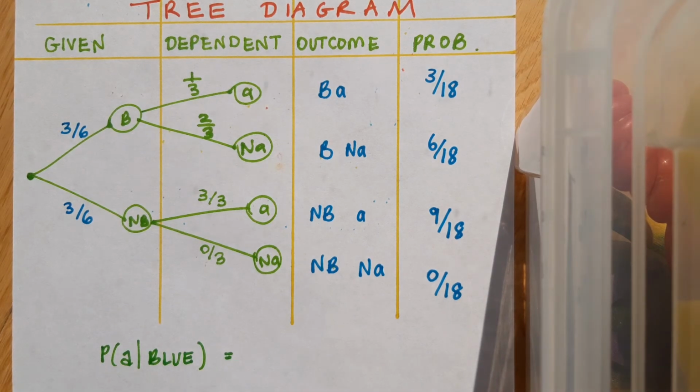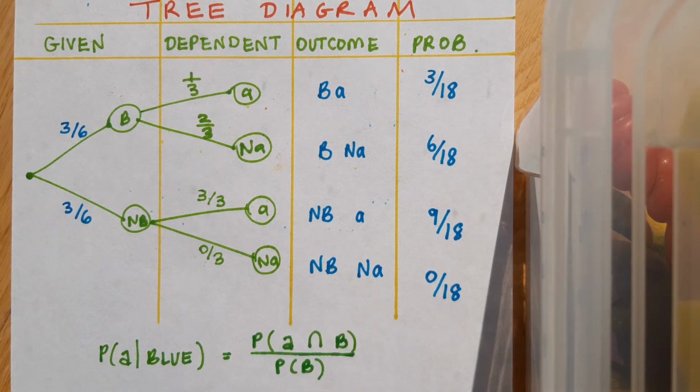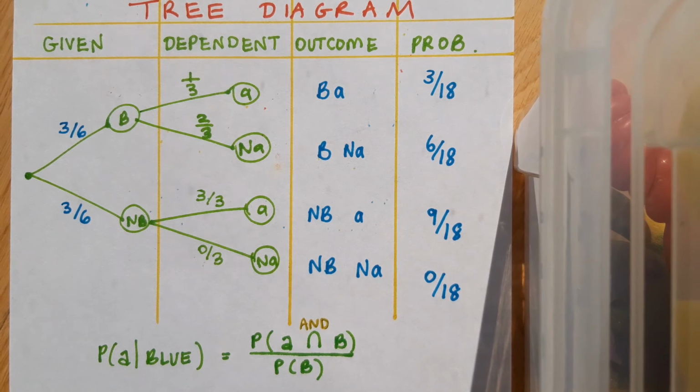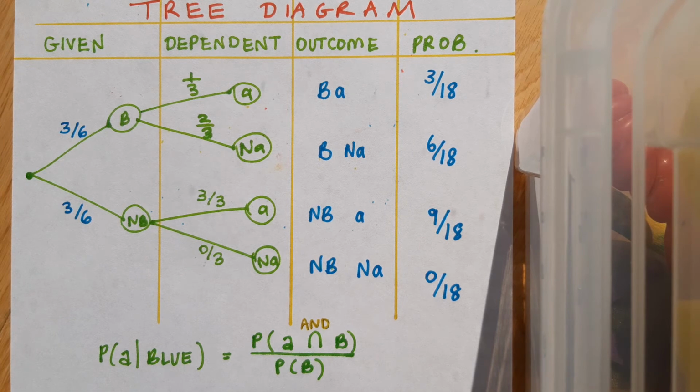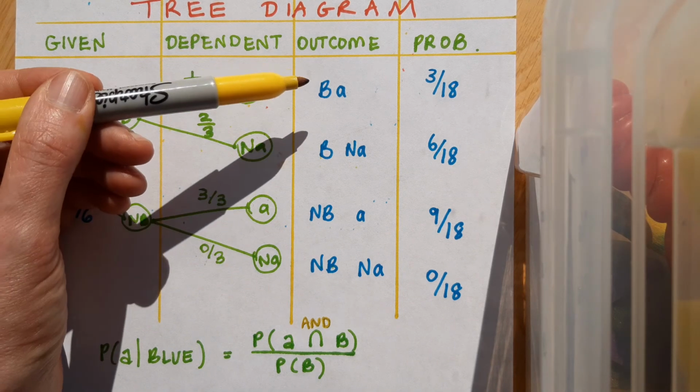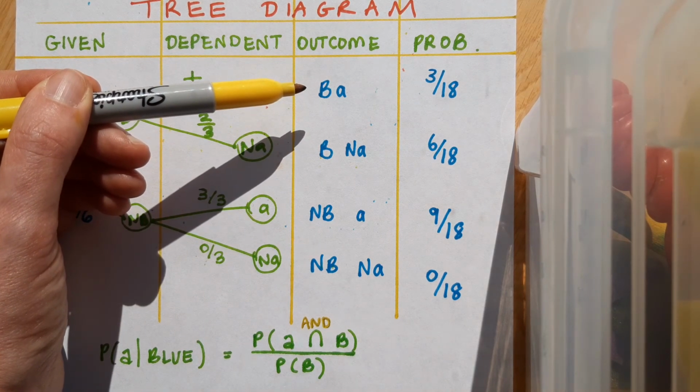And now I want to use this information to work out the chances of selecting an A given that I selected blue. But first I'm going to think back to my formula. And my formula in this case is the probability of A given blue equals the probability of A intersection blue, or A and blue, over the probability of blue. So I need to go to my outcomes and identify the ones that suit my criteria. So the probability of A and B, well, I look for an outcome that has A and B. And I can see it quite clearly here. It's this first outcome, BA.